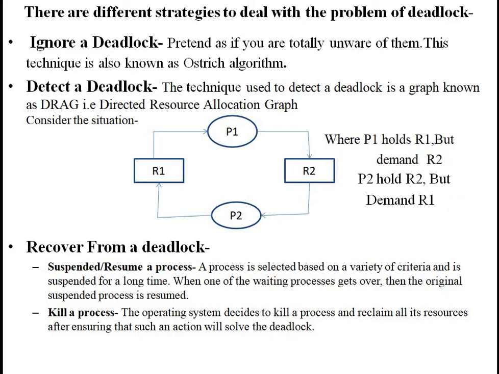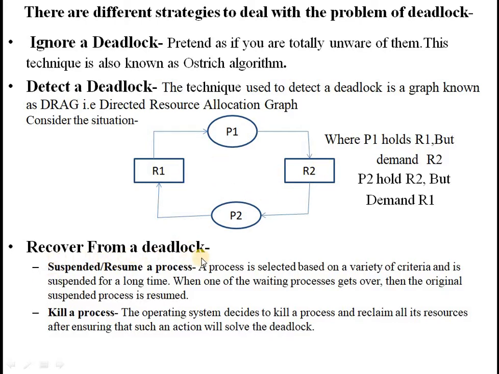For example, there are two processes, P1 and P2, which compete for the resources R1 and R2. In this example, process P1 already holds the resource R1 but demands the resource R2. Likewise, process P2 holds the resource R2 and demands the resource R1. This situation is represented in a graphical representation to detect a deadlock problem.